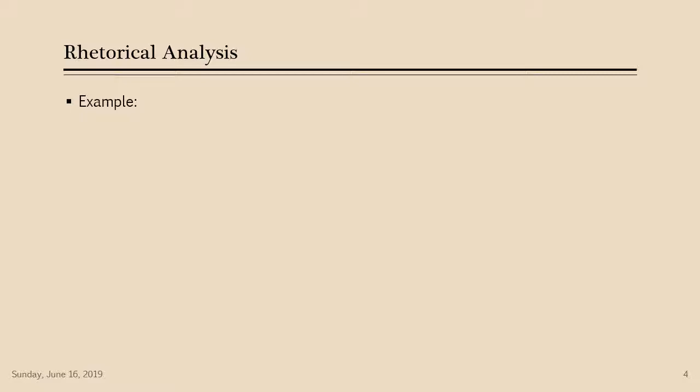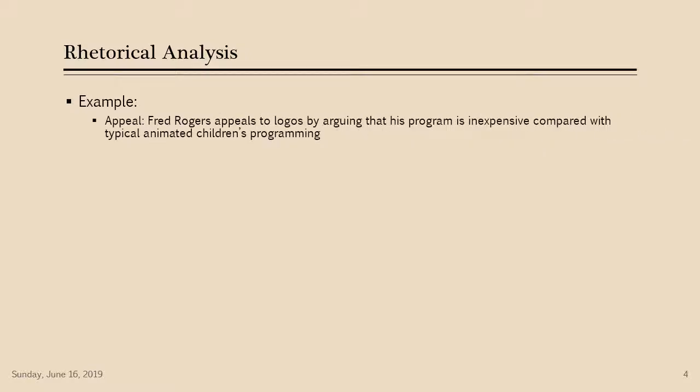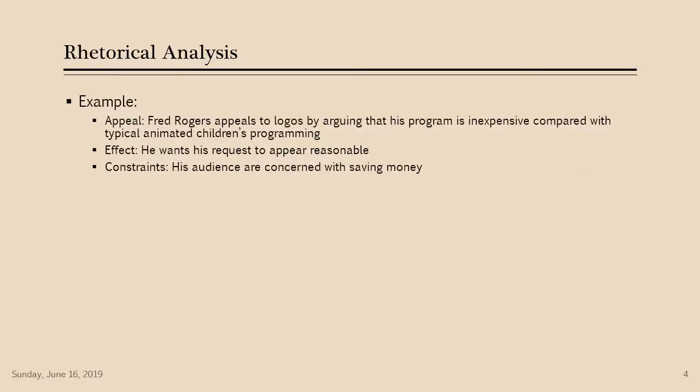Here's an example of a rhetorical strategy. First of all, an appeal. Fred Rogers appeals to Logos by arguing that his program is inexpensive compared with typical animated children's programming. The effect he's trying to achieve is that he wants his request to appear reasonable. And of course, he's dealing with the constraint that his audience are concerned with saving as much money as possible. All of those elements together, what the speaker is doing, what the speaker hopes to achieve, and why the speaker is doing it, all of that information together is a rhetorical strategy.